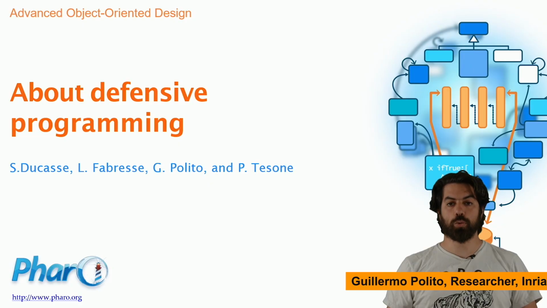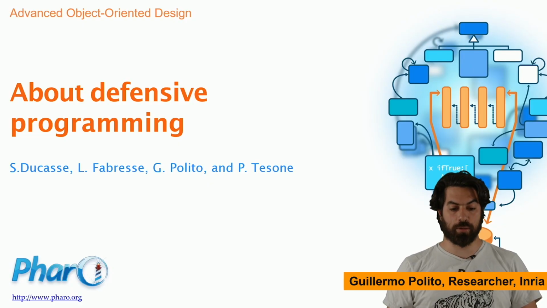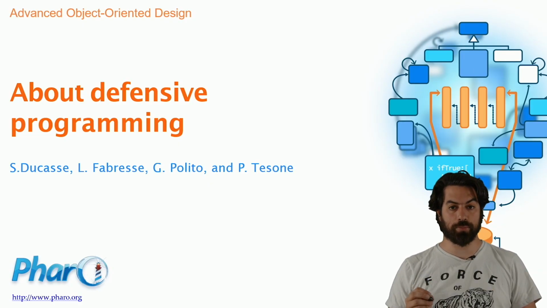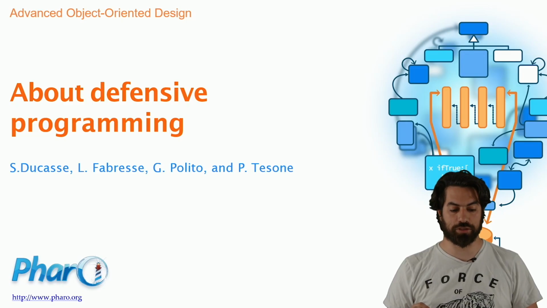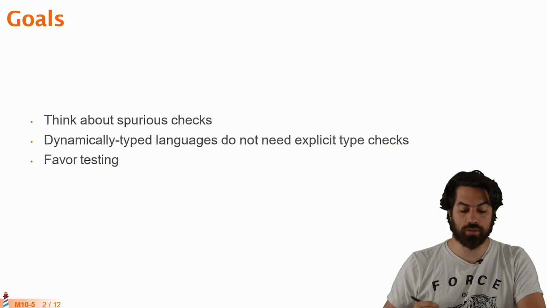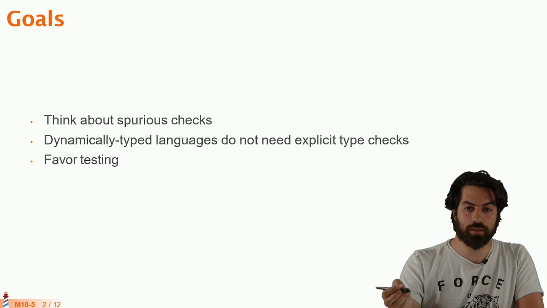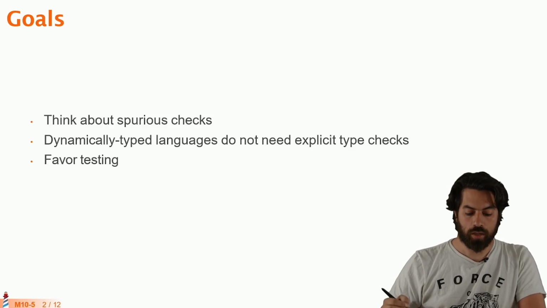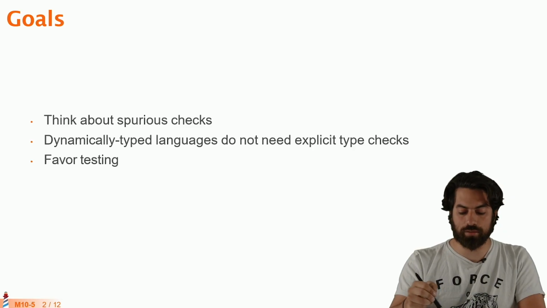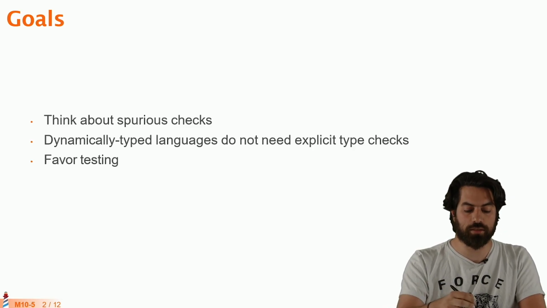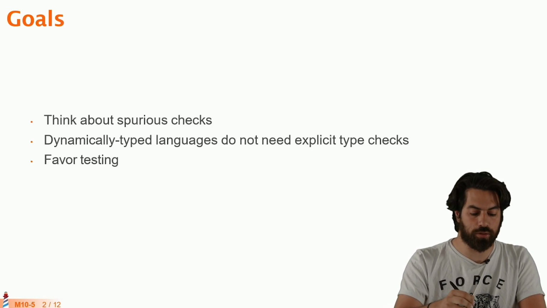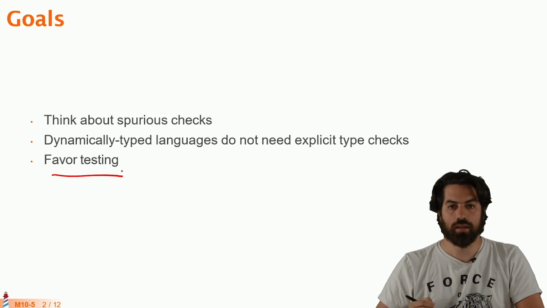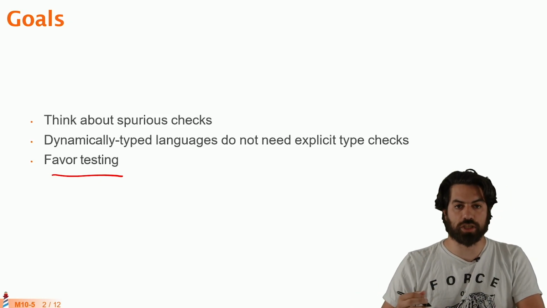Hi, in this lecture we are going to discuss defensive programming, in particular in the case of dynamically typed object-oriented languages. We are going to discuss spurious checks, in particular for the case when we validate data in our methods. We are going to discuss the impact of those type checks and checks in dynamically typed languages, and the impact of testing to avoid those checks.